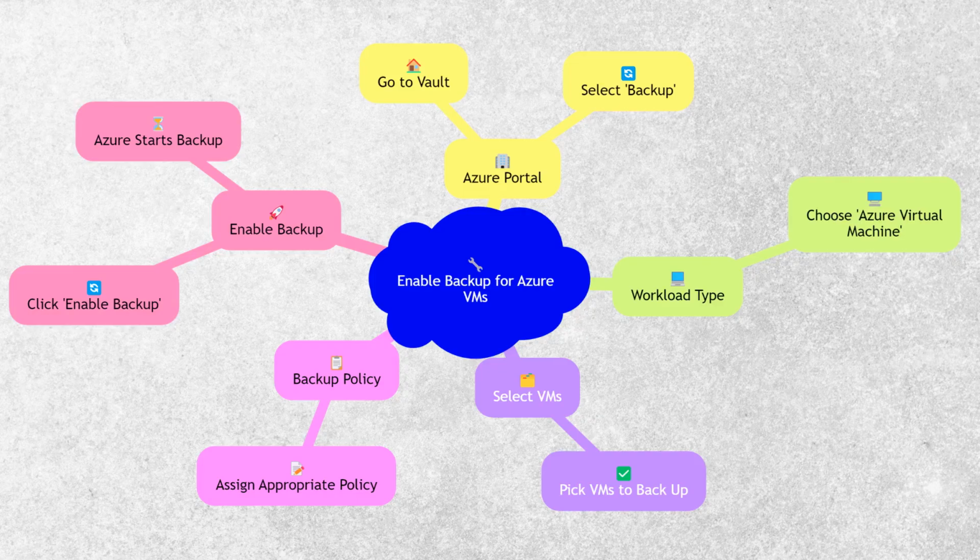With the Recovery Services Vault and backup policies in place, you can now enable backup for your Azure VMs. In the Azure portal, go to your vault and select Backup. Choose Azure Virtual Machine as the workload type and select the VMs you want to back up. Assign the appropriate backup policy and click Enable Backup. Azure will start backing up the selected VMs according to the policy settings. This slide will detail the steps to enable backup for Azure VMs, ensuring your virtual machines are protected.